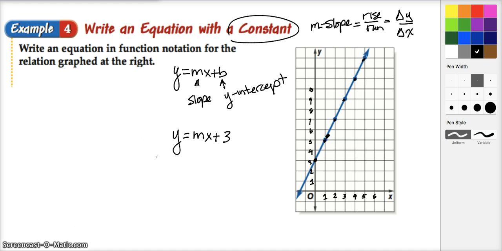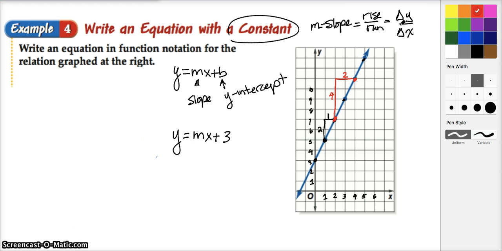What I want you to see is, if you take any 2 points, let's take these two because they're side by side. How far up do I have to go? I go up a positive 2 and I go over a positive 1 to get to the next point. Or if I chose, let's say, this point and this point, I can go up 4 and I go over 2.